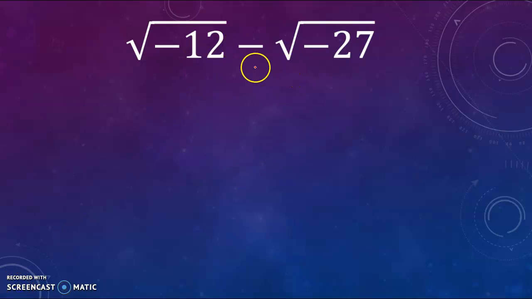All right, so looking at this one, it seems simple enough, but I know that I'm going to have some imaginary numbers here because I have the square roots of negatives. So what I want to do is I want to break each of these up. So I'm going to break this one up into the square root of negative 1 times the square root of 3 times the square root of 4 because I want the perfect squares in there so that they reduce. This one I'm going to break up into the square root of negative 1, the square root of 9, and the square root of 3.